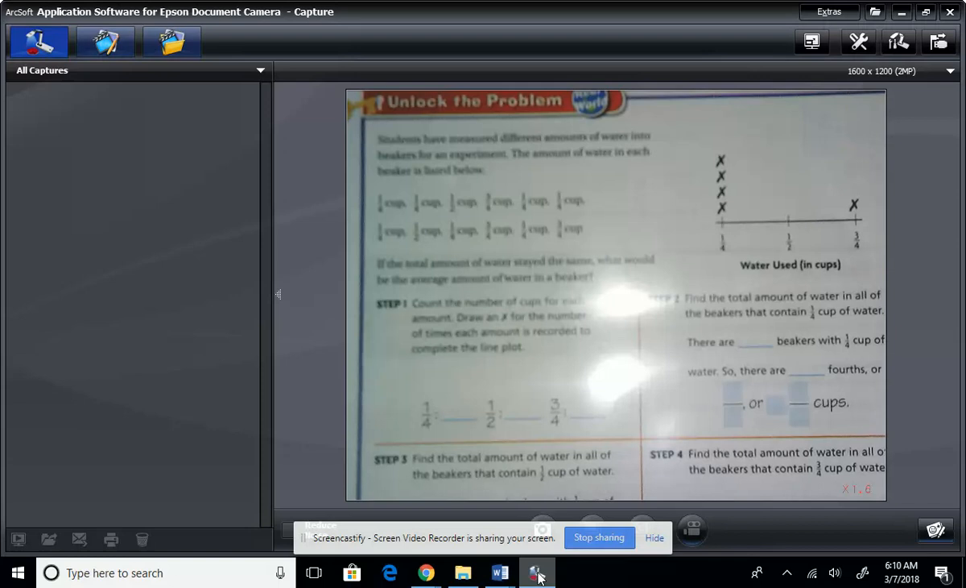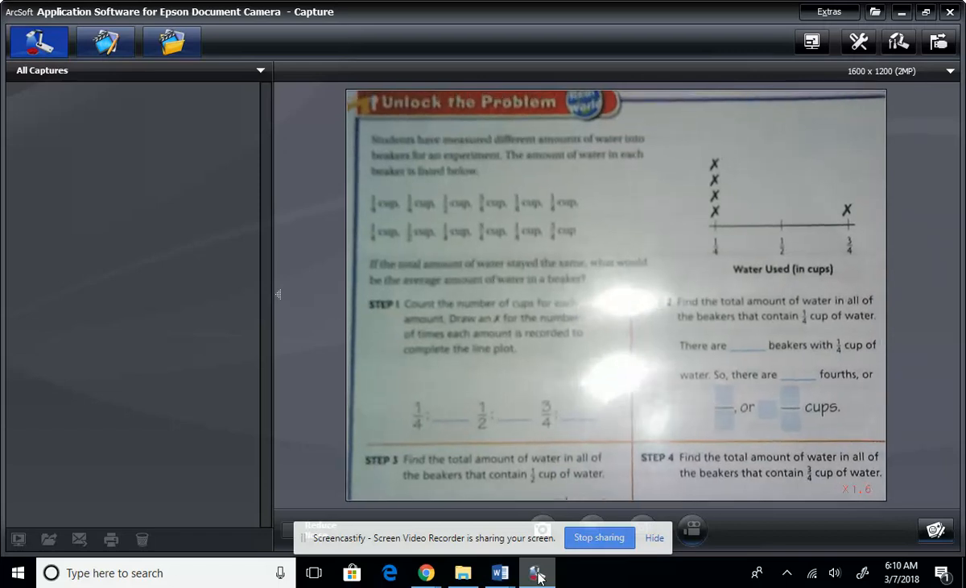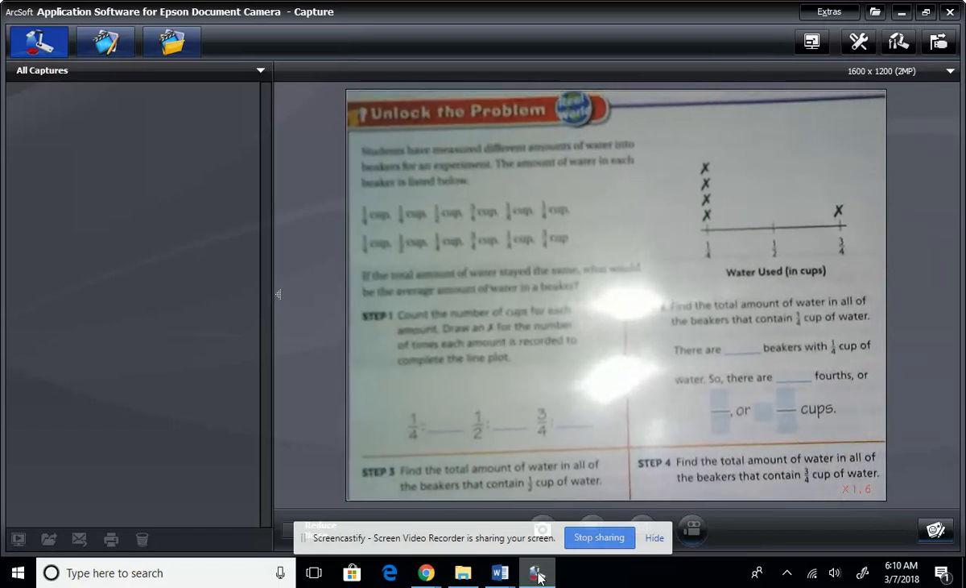Okay, guys. We are working on 9.1. I hope you have your vocab words in. Here we go. Line plots. How can a line plot help you find an average with the data given in fractions?